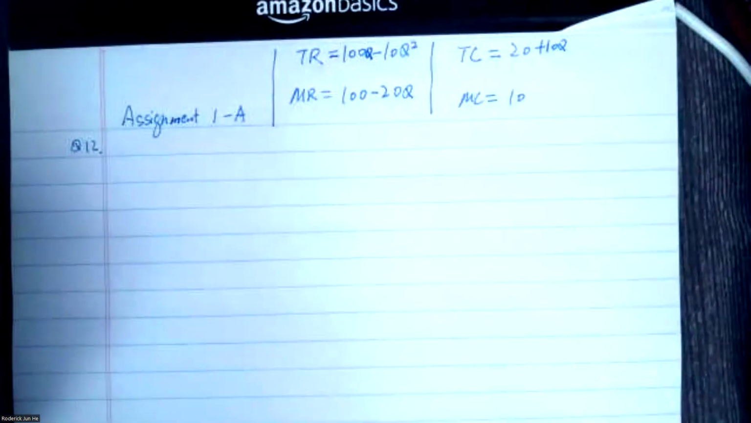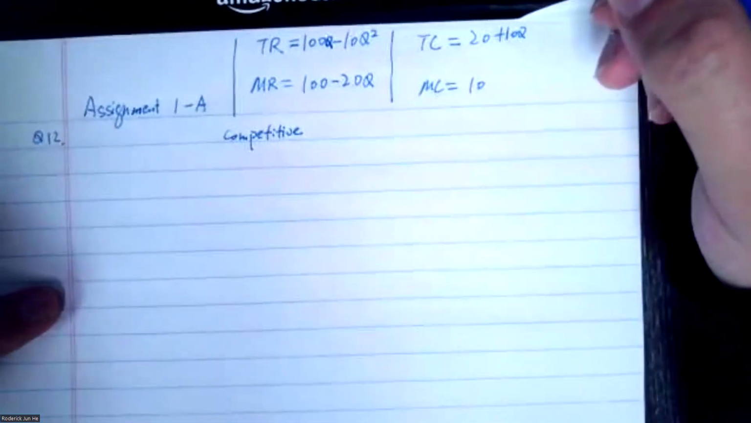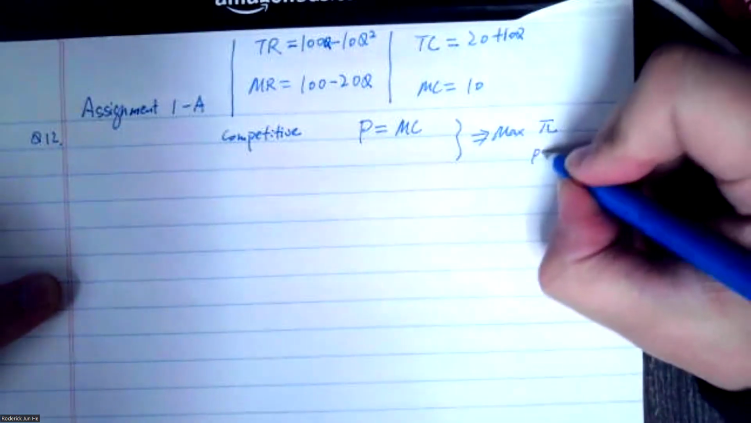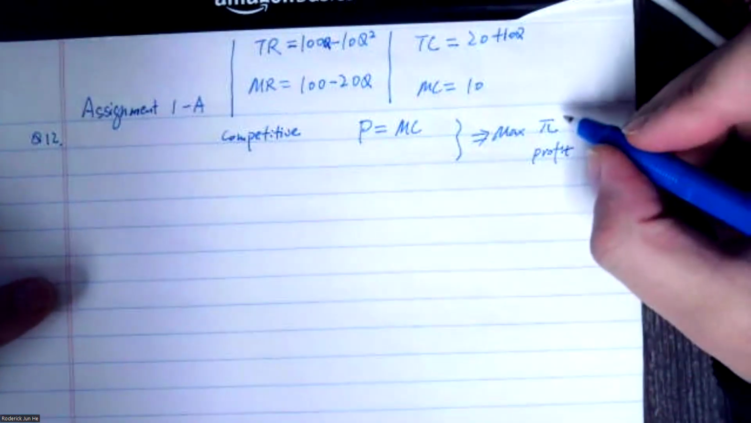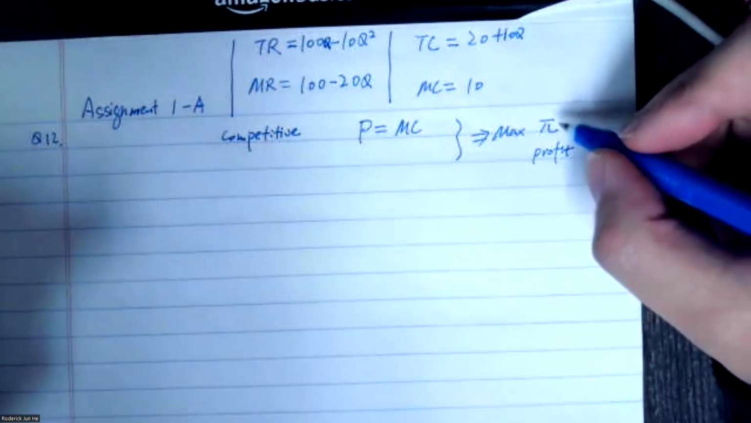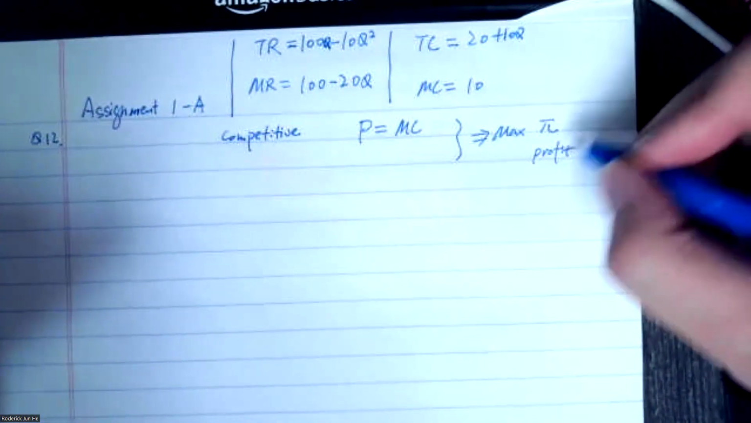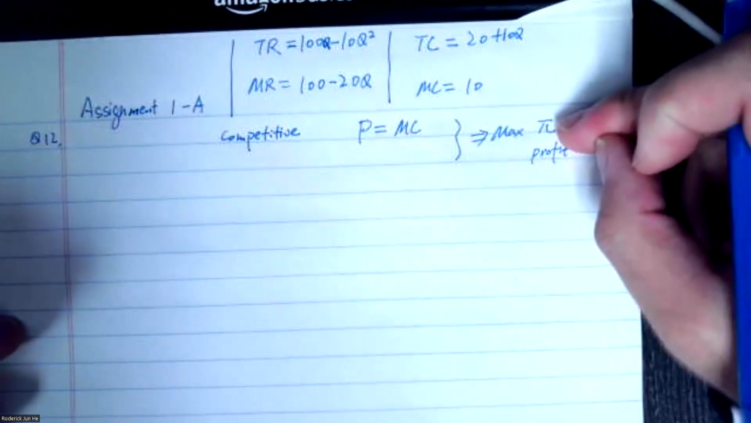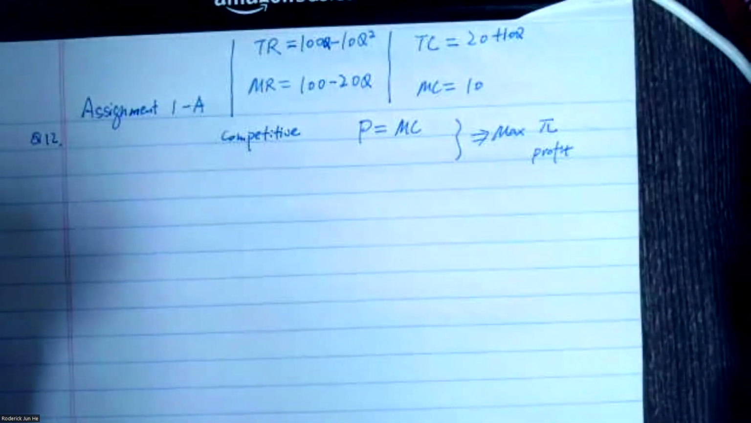And then there are two pieces of information as well. So for a competitive market, to maximize profit, we set price equal to marginal cost. And here in economics, profit is written as pi. So that is a general way of putting this. We want to distinguish this from price, which is normally written as P. Okay.